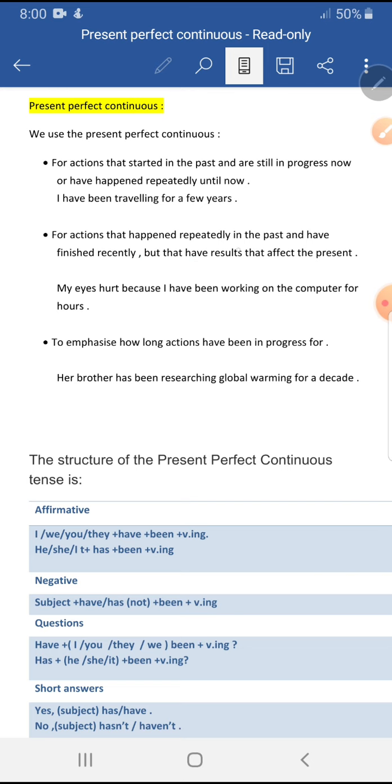إشي صار عندي في الماضي ولكن هو حدث متكرر وخلص، بس خلص مش بوقت من زمان، يعني finished recently خلص هلأ but that have result that affect the present، نتيجته هلأ عم تطلع لي. For example, my eyes hurt because I have been working on the computer for hours. هي إن عندي إشي repeatedly in the past اللي هو working on the computer for hours. والeffect the present we can see the result now اللي هو my eyes hurt.